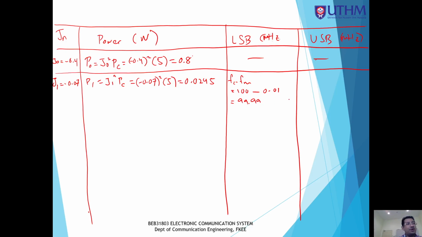Okay, 99.99 megahertz. And here is Fc plus Fm. So it is 100 plus 0.01. Why 0.01? Because our modulating signal frequency is 10 kilohertz. So that means this is 100.01 megahertz.